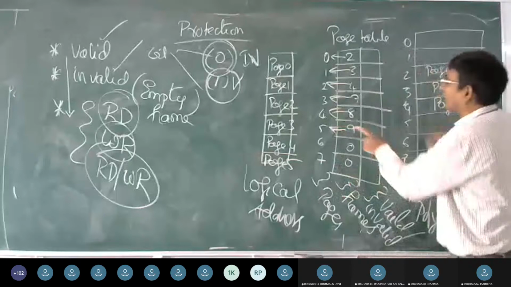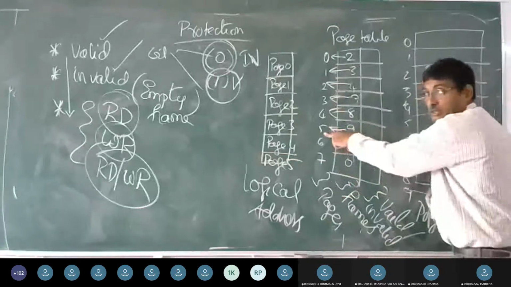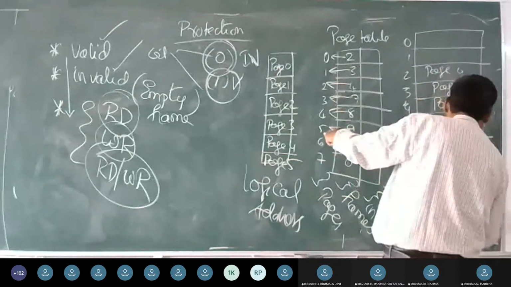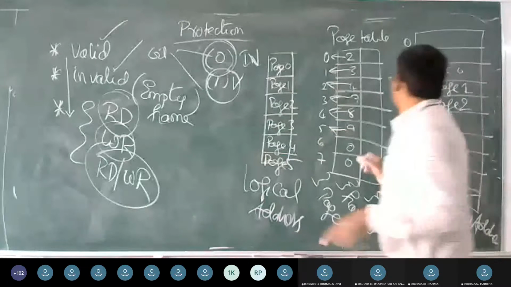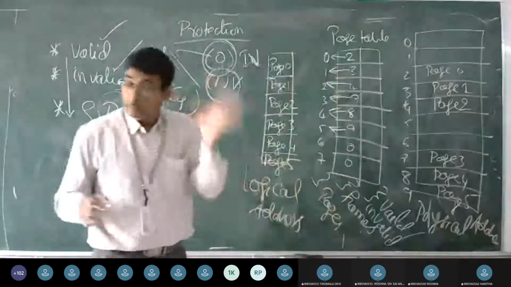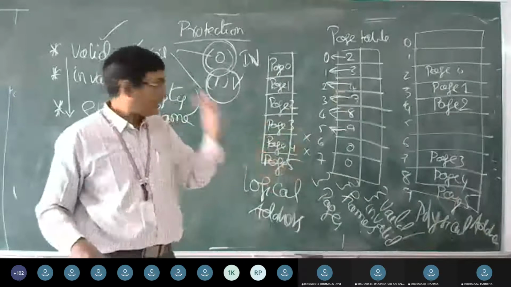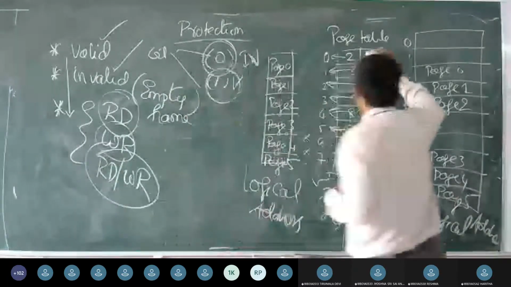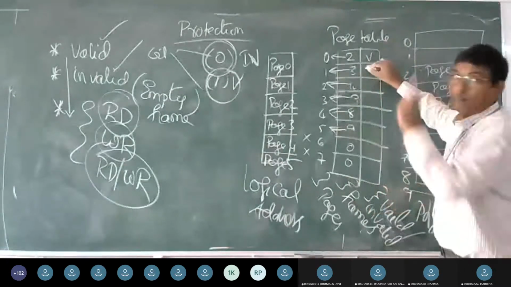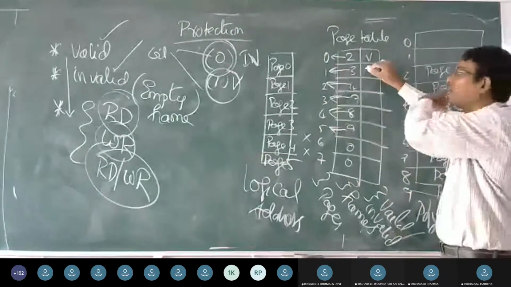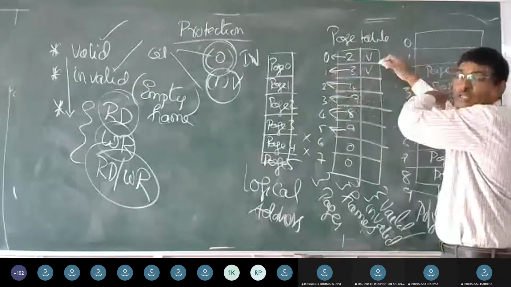Page 4. Ninth frame should be with page 5. And there is no implementation of 6, there is no implementation of 7, right? Now we are going to say the location as valid because page is associated with frame, valid.